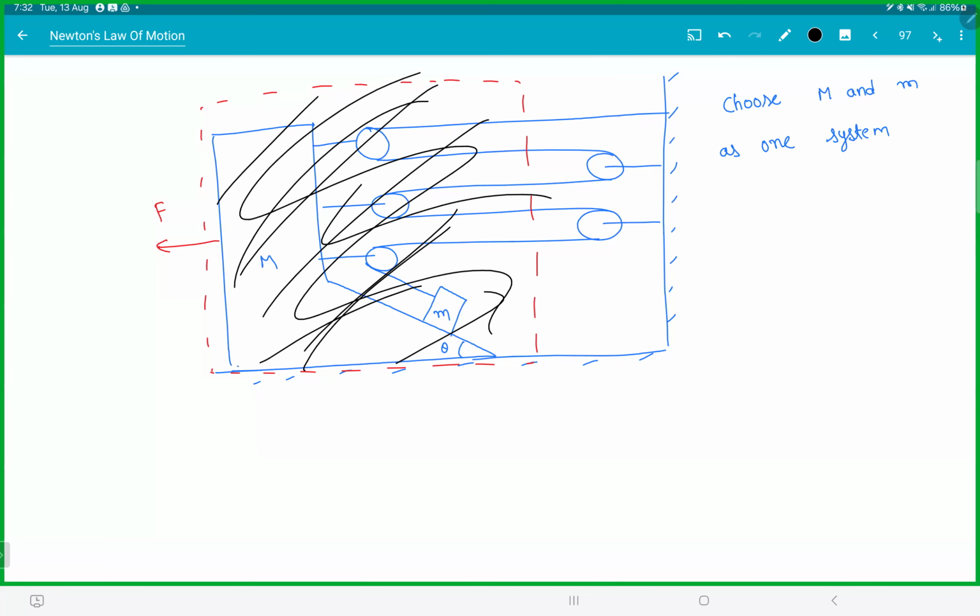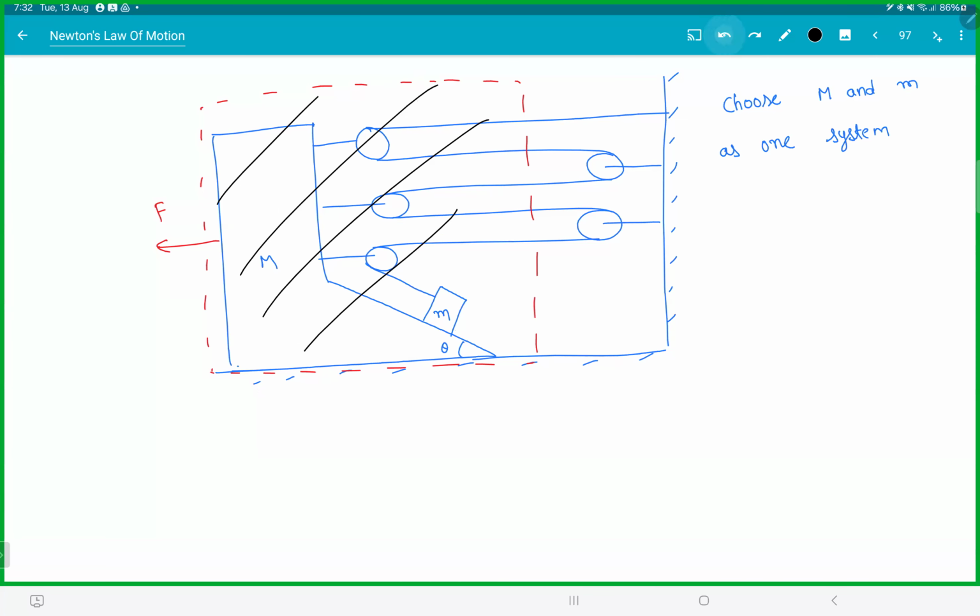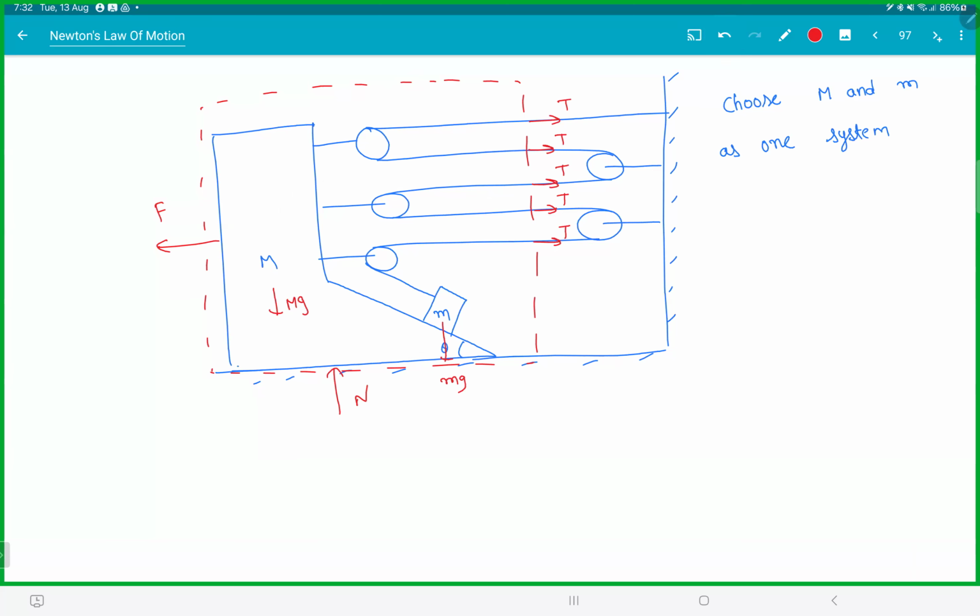What do you see here? If you take the whole thing as a system, what do you notice? You will see there is a tension here, here, here, and here. You have a weight Mg, a block of weight small mg, and there is an N on the ground. Every force between them, so this tension here and this tension here will cancel. This normal reaction here and this normal reaction here will cancel. So all of them will become internal forces.